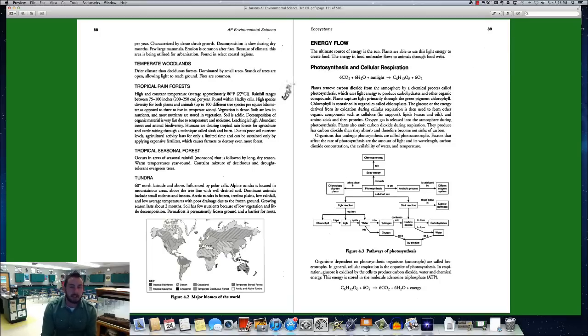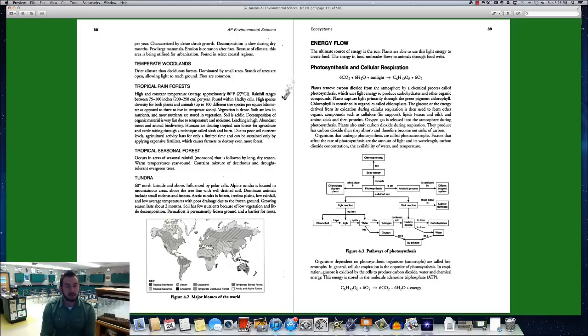Humans usually clear the tropical rainforest for agriculture and cattle raising through a technique called slash and burn. And when they burn it, obviously those nutrients return to the soil. Due to poor soil nutrient levels, agriculture activity lasts for only a limited time and can be extended only by applying expensive fertilizers, which cause you to destroy the forest even more, becoming a positive feedback loop.